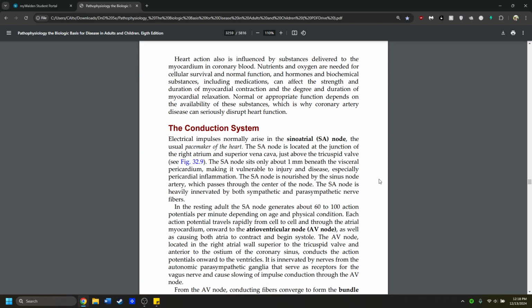Heart action is also influenced by substances delivered to the myocardium in coronary blood. Nutrients and oxygen are needed for cellular survival and normal function, and hormones and biochemical substances, including medications, can affect the strength and duration of myocardial contraction and the degree and duration of myocardial relaxation. Normal or appropriate function depends on the availability of these substances, which is why coronary artery disease can seriously disrupt heart function.